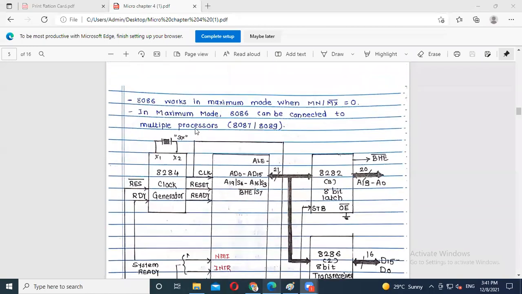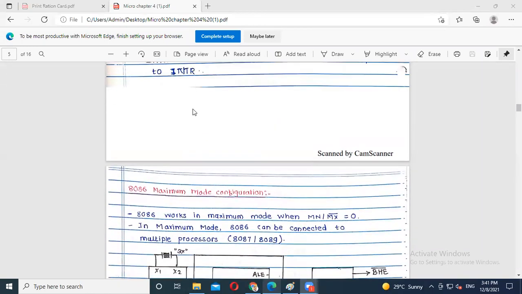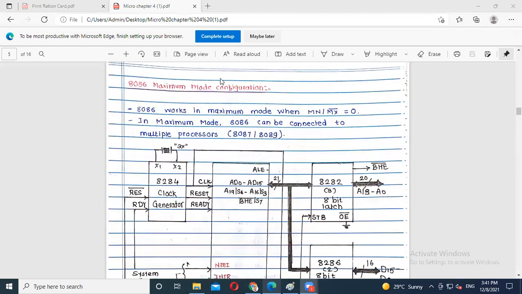Okay, so even if you have not completely understood the minimum mode configuration, don't worry. All minimum mode configurations come into the maximum mode configuration. The maximum mode configuration was actually born because of some limitations of the minimum mode configuration. To overcome those limitations, we have some extra modes implemented by the maximum mode configuration.